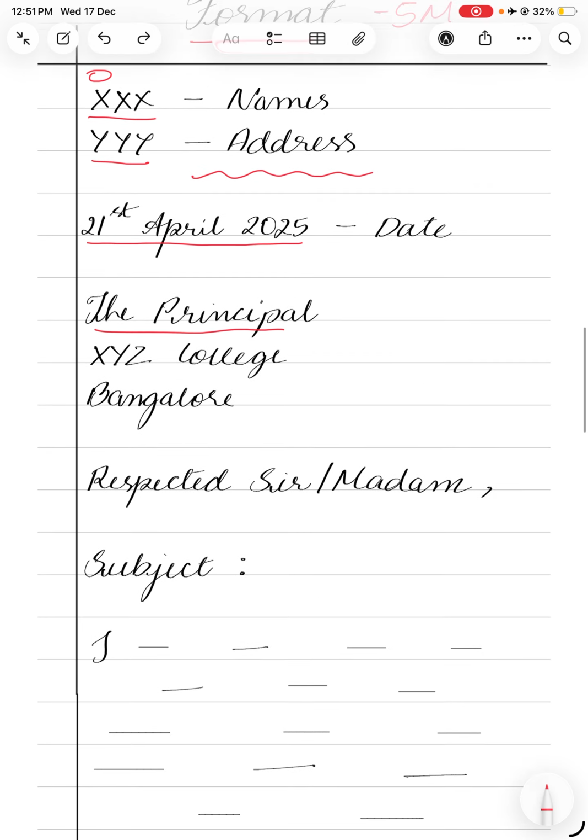You will write the name of the college, your own college, and then you will start off with respected sir or madam. Now take a look here, you will be using a comma here without fail. If you know who that person is, suppose it is sir, if you're sure about it, then write respected sir. If you are in doubt, then you can write sir or madam. Sometimes you do not know if it is sir or madam. So in that case, better to use both of them separated by a slash, and make sure that you write a comma here. Without this one, you will be losing marks.